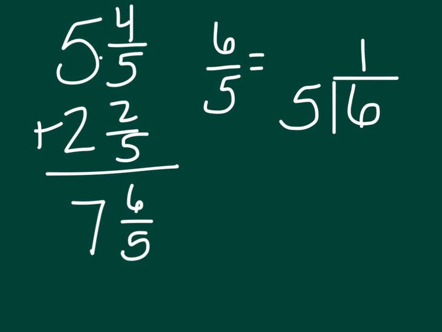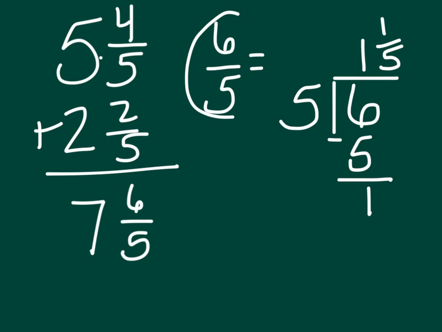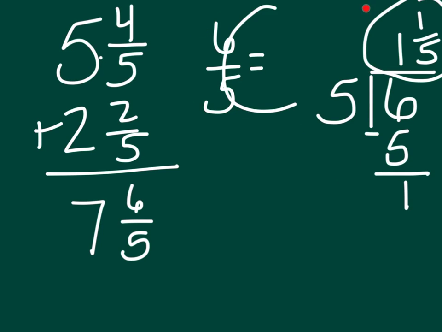5 goes into 6 1 whole time. 1 times 5 is 5. Subtract, we get a difference of 1, and we write that as 1 over 5. So 6/5 is actually equivalent to this 1 and 1/5. So now what we're going to do is take this 1 whole that we got from doing our 6/5, and it's going to be added to our 7 over here. So then our whole number actually becomes 8.